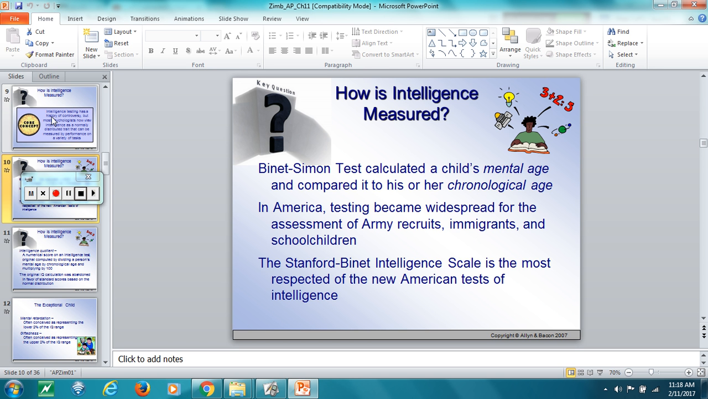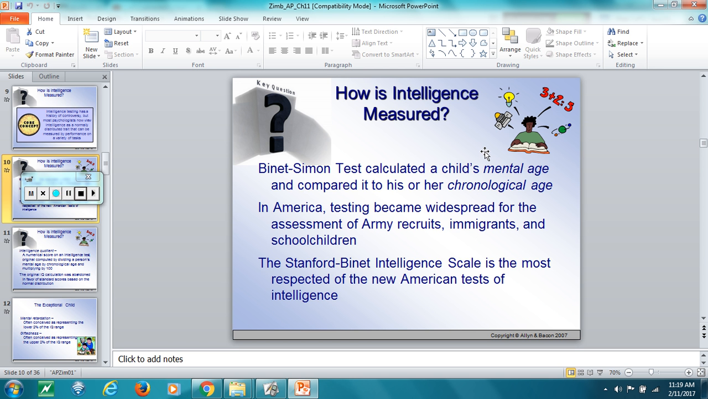A couple of the terms that come up in this Binet-Simon test are the idea of a mental age and how it compares to a chronological age. A mental age is the level of work that an individual student could work up to, whereas their chronological age is their actual age at that moment, their birth age.